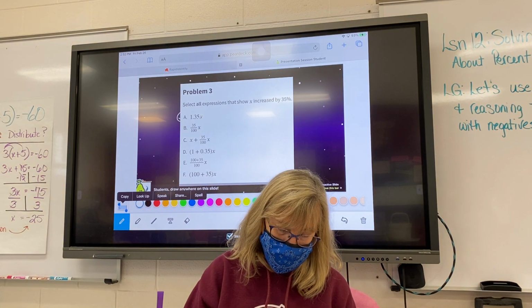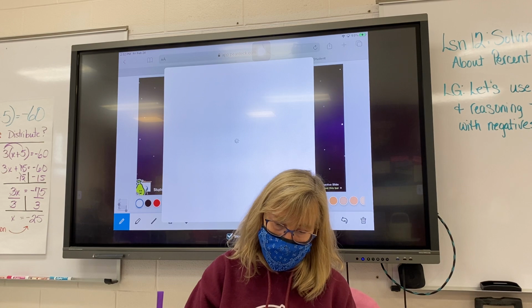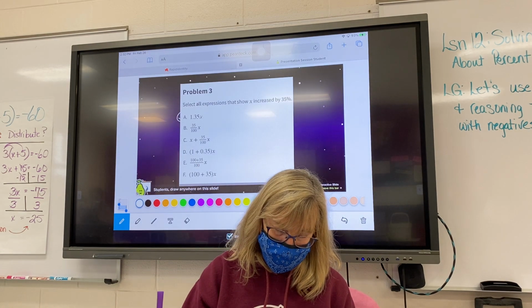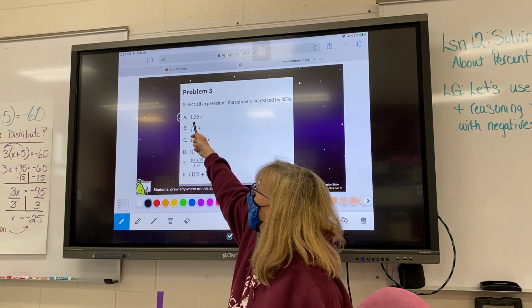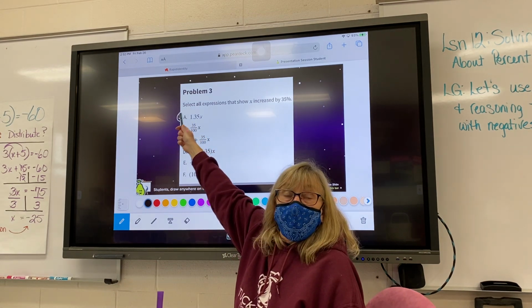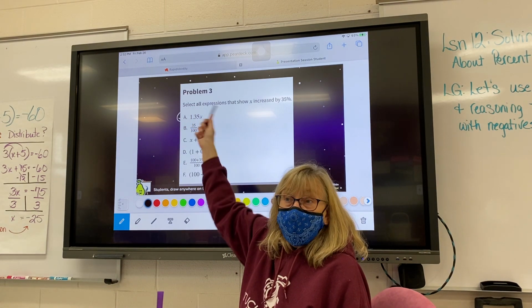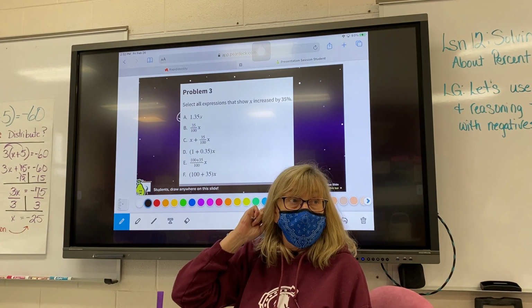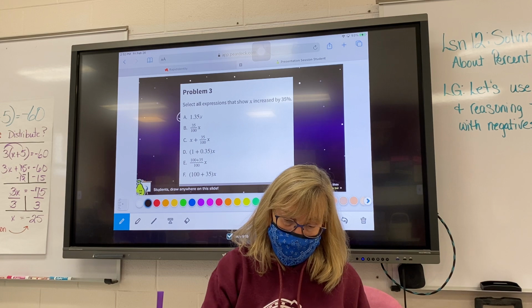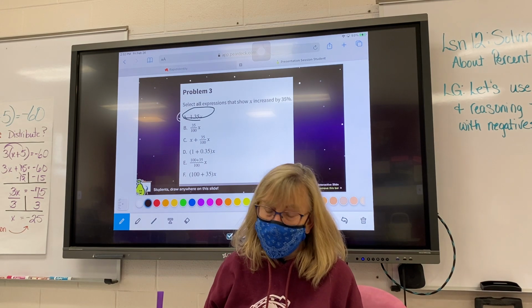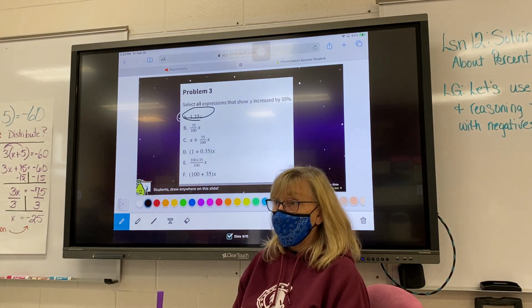If I put it in the color that we can see, 135. Okay, so the 100% is the 1, and then an increase of 35% is going to be the 0.35, right? Percentages are usually not full numbers. Okay, so A works. Does B work?